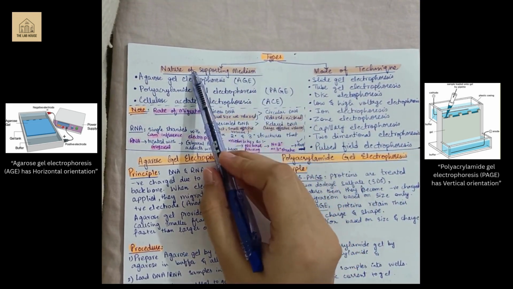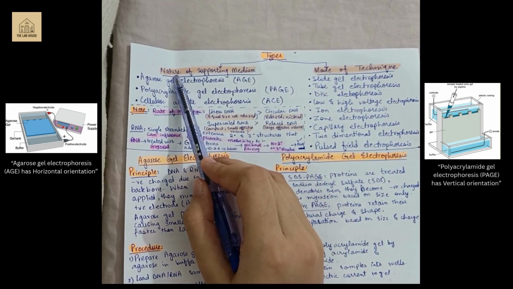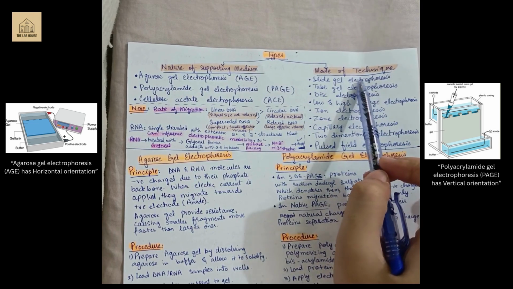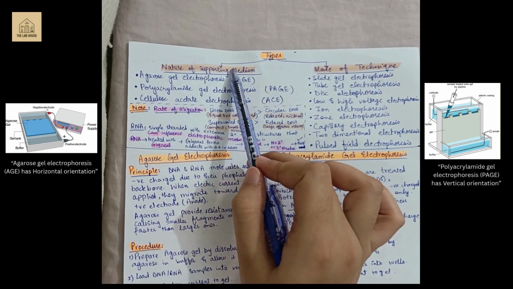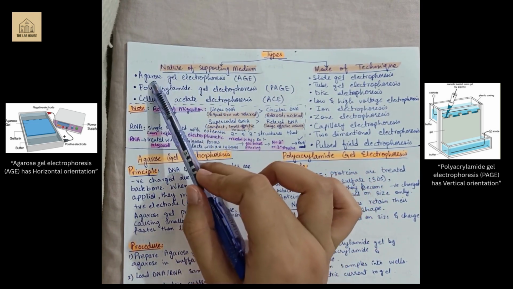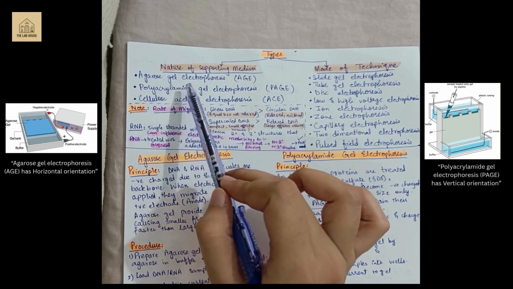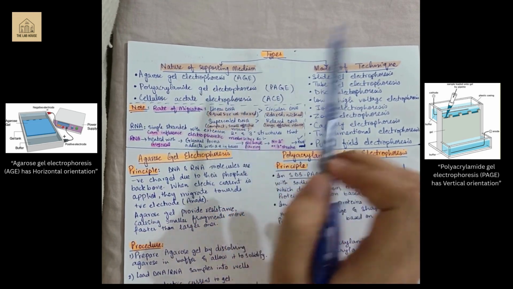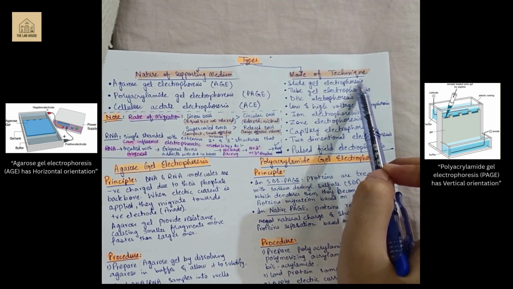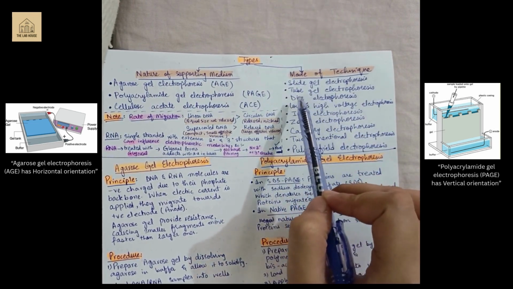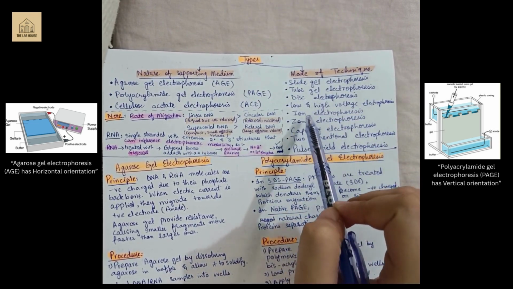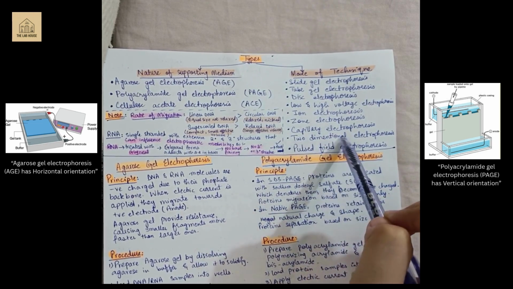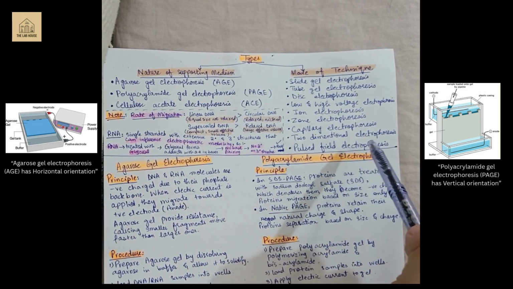The types are on the basis of nature of supporting medium and the mode of technique used. On the basis of nature of supporting medium, we have three types: agarose gel electrophoresis, polyacrylamide gel electrophoresis and cellulose acetate electrophoresis. While on the basis of mode of technique used, we have slab gel, tube gel, disc, low and high voltage, ion, zone, capillary, two-dimensional and pulse field electrophoresis.